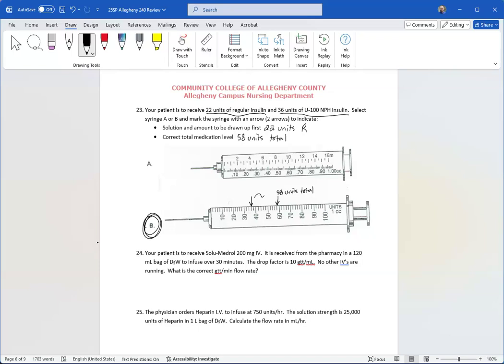And then you're supposed to know that that is your regular insulin in this area here. This is your 22 units of regular insulin. And then your NPH is down here.